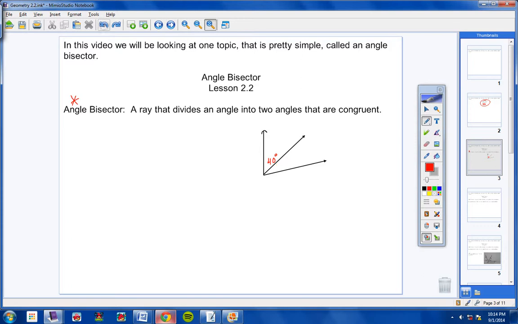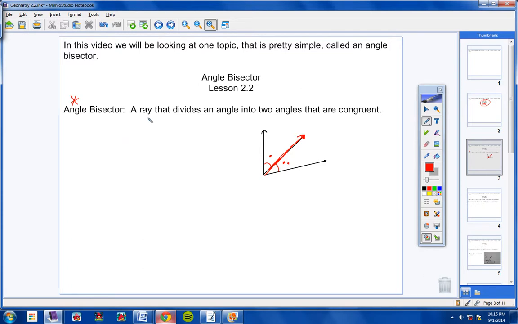And another way to make note of this would be if I had a little mark here and a little mark here. That means this angle here with one dot and this angle here with two dots, those two angles are congruent. They're equal. And thus, if this angle here is congruent to this angle here, then I know for sure that this ray right here is an angle bisector. So again, a ray that cuts an angle into two congruent angles is an angle bisector, okay?